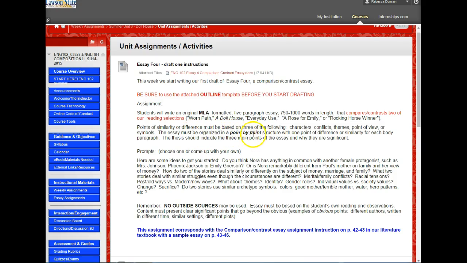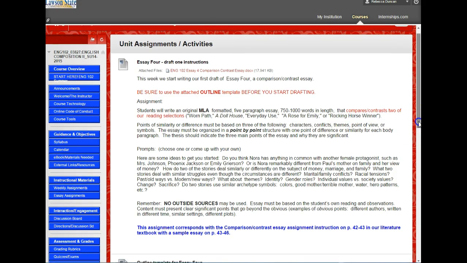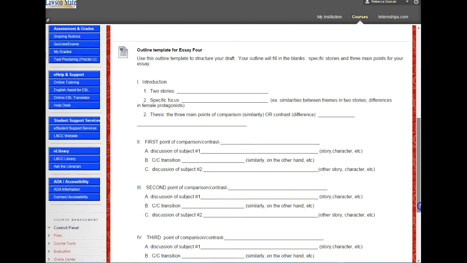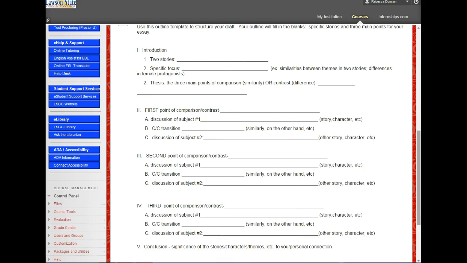It must be organized in what's called a point-by-point structure, where each paragraph emphasizes one point of difference or one point of similarity. And let me scroll down to the outline that helps you set that up. So after you observe some comparisons or contrasts between two stories, two themes in the story, or a common theme, or maybe something about the protagonists, you decide. So you've got your three. You have to have three, one for each body paragraph. So you're going to say, this is the first way that these two stories or characters are similar, and then you discuss one at a time. Okay, so you discuss this one and then you discuss that one, and you have a transition in between.